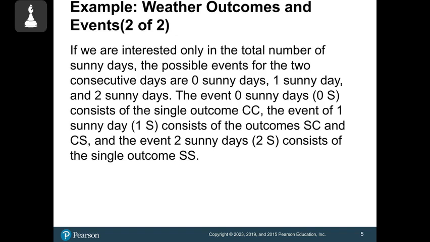So we can see 2 different ways that we can look at this. The outcomes are the individual pieces: C, C; C, S; S, S; and S, C. And then we can also look at how many S's we have or how many C's we have.